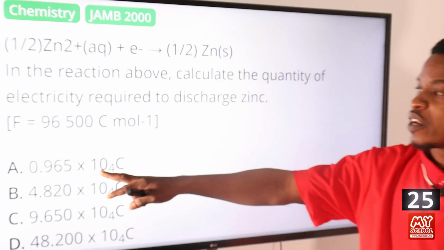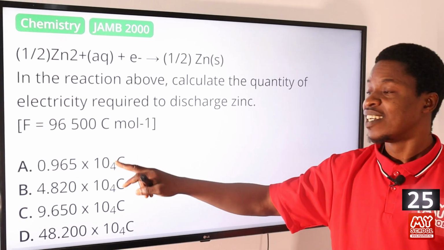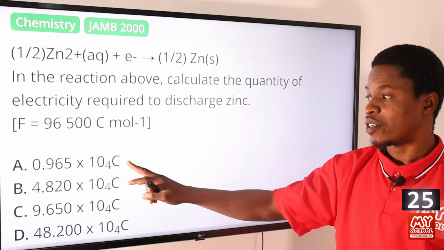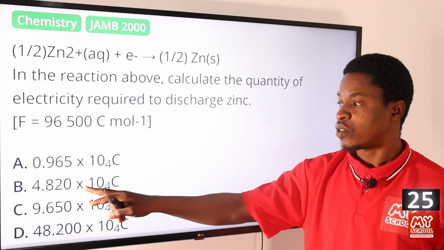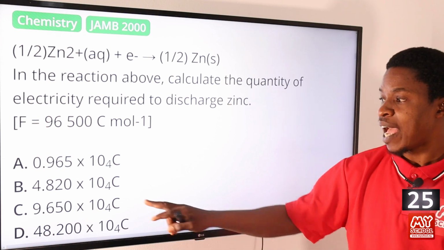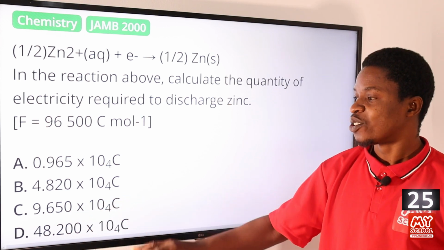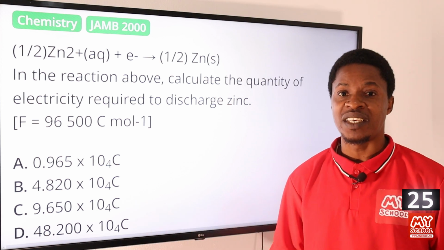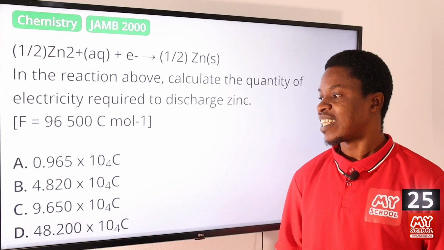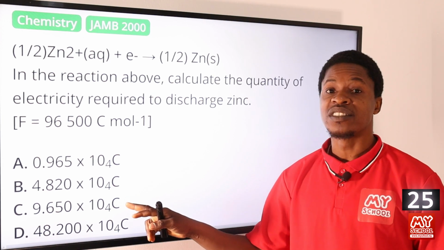Option A says 0.965 times 10 to the power 4 coulomb, okay? That is not it. Option B is 4.2820. From the question we solved on the board, what we have is 9.650 times 10 to the power of 4 coulomb. So option C happens to be the correct answer. 9.650 times 10 to the power 4, option C.